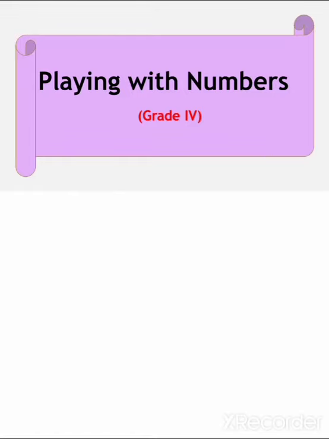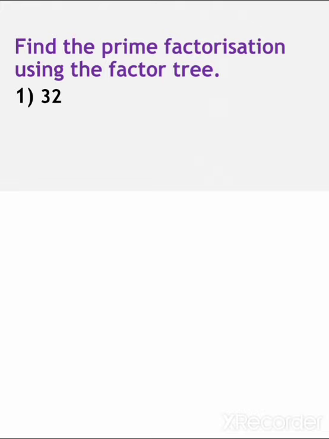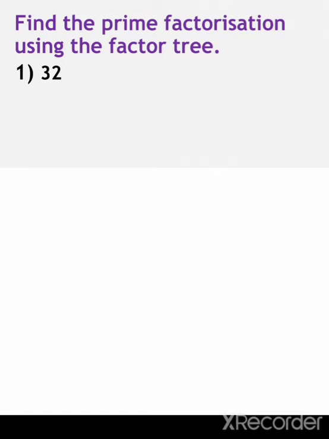Today we are going to see how to find the prime factors of the given number by using the factor tree and the division or the shortcut division method. There is a difference between finding the factors of a number and finding prime factors of a number. Prime factors means the numbers which are prime numbers. Okay, so find the prime factorization using the factor tree. How we can draw the factor tree, I'll show you.